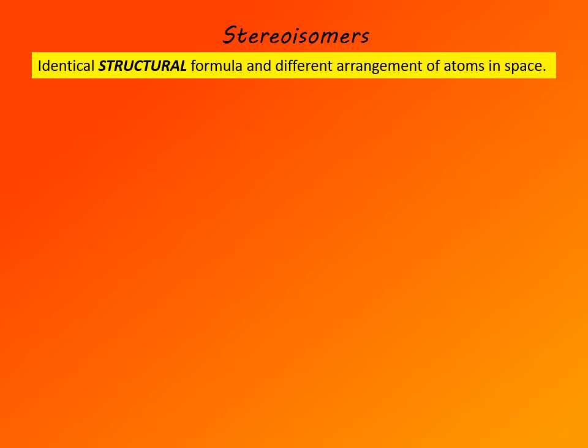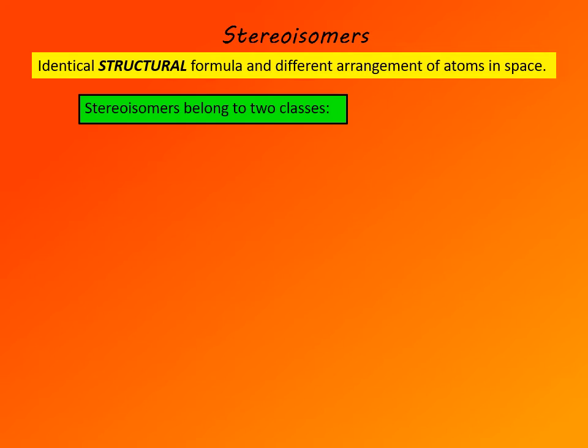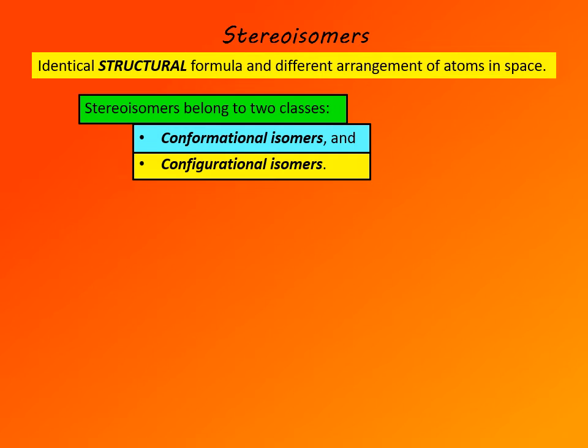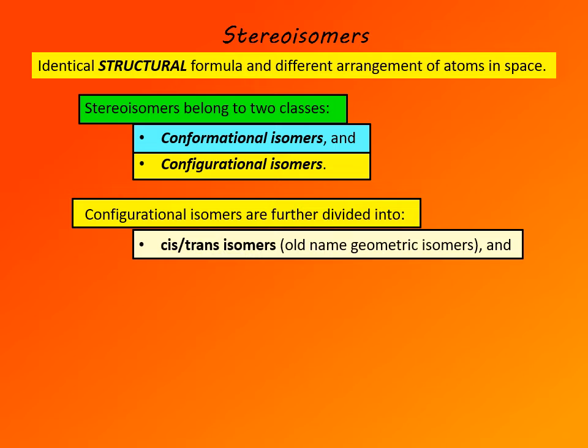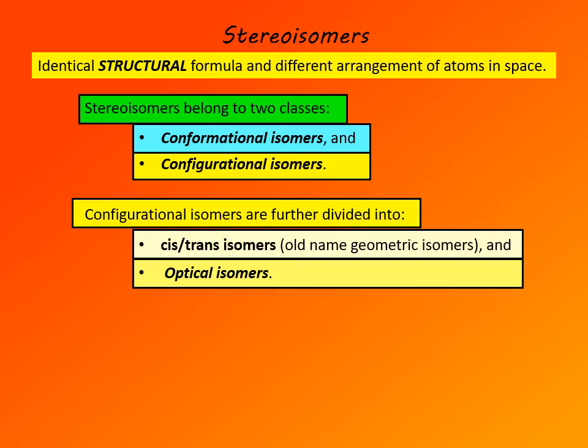Another class of isomers are stereoisomers. Stereoisomers have identical molecular formula, but different arrangement of atoms in space. There are two types of stereoisomers: conformational isomers and configurational isomers. Configurational isomers, in turn, are divided into two classes: cis-trans isomers, old name geometric isomers, and optical isomers.